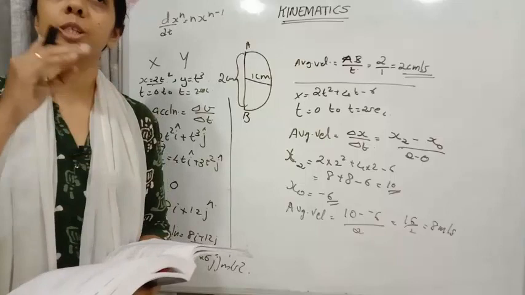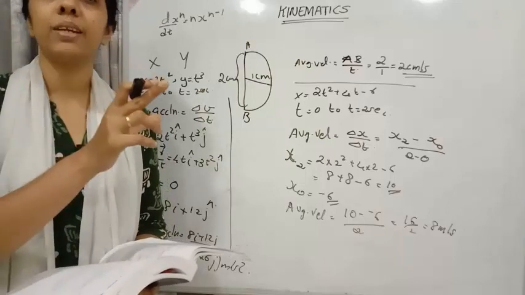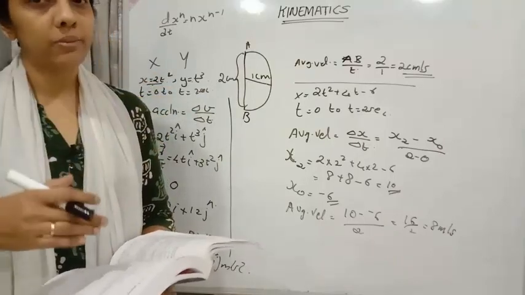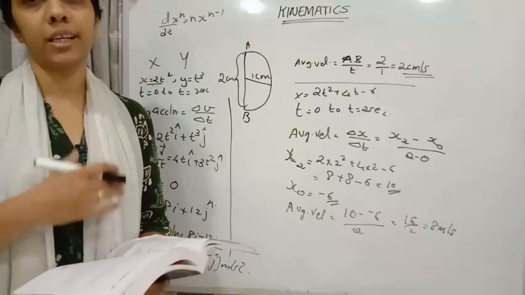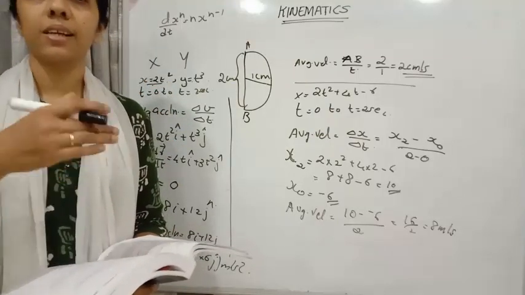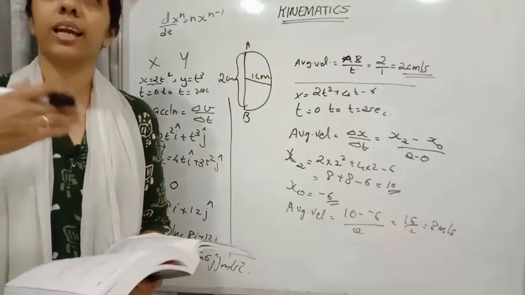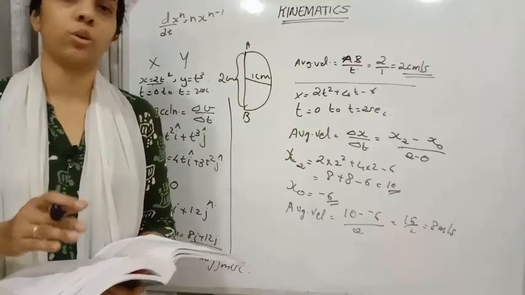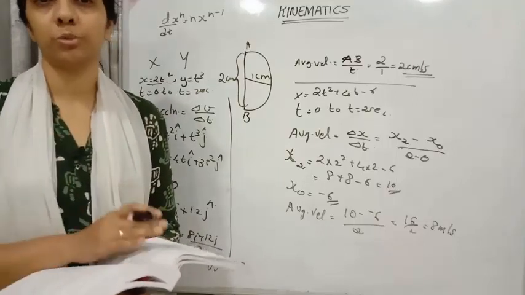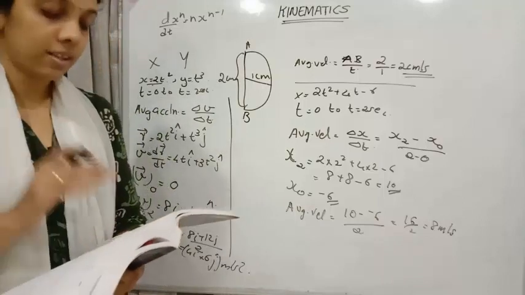Because speed is distance traveled divided by time, velocity is displacement divided by time, right? So distance and displacement can be equal or cannot be equal, depends on which direction it is moving. Okay, so it is false.